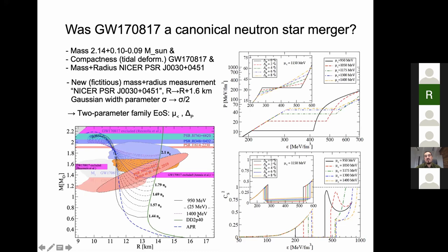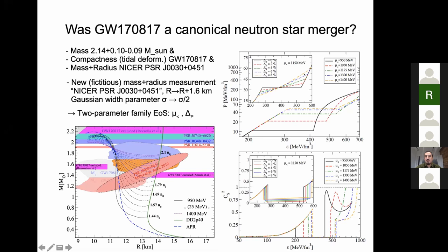And what you see here is the result of these calculations. We basically have different onsets, and moreover, we decided also to include the effect of the pasta phases in the way that has already been discussed here, with some effective smoothing of the transition, as you can see here in this region, where the plateau corresponds to the pure Maxwell construction case, and this delta P is a parameter that smoothens the transition.